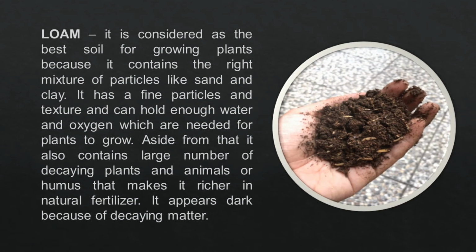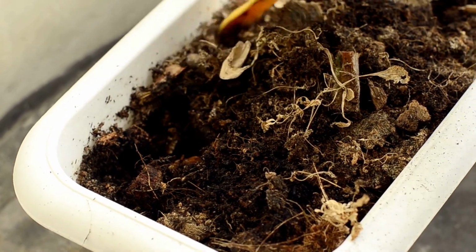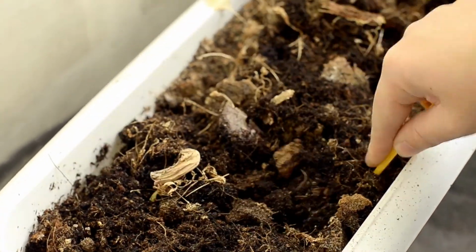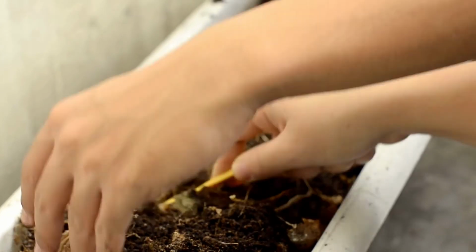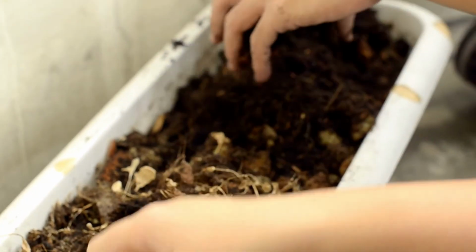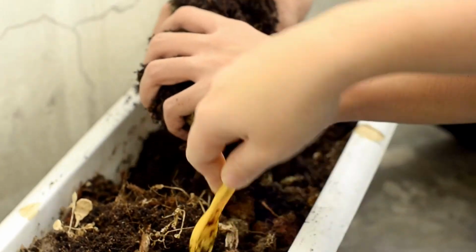Loam soil. It is considered as the best soil for growing plants because it contains the right mixture of particles like sand and clay. So si loam soil, siya ay mixture ng sand and clay. It has fine particles and texture and can hold enough water and oxygen which are needed for plants to grow. Aside from that, it also contains a large number of decaying plants and animals or humus that makes it richer in natural fertilizer. It appears dark because of the decaying matter.